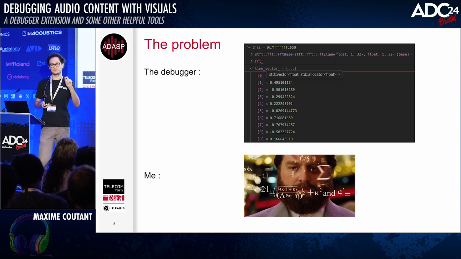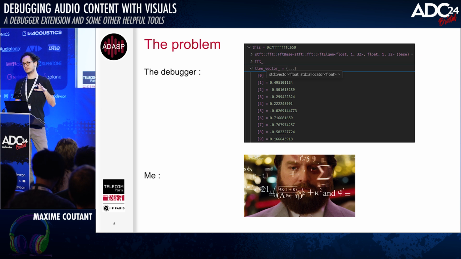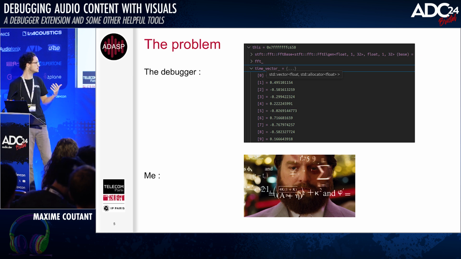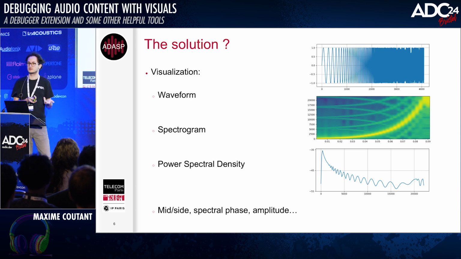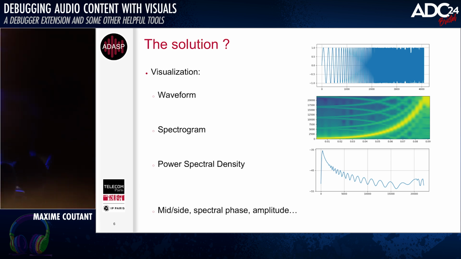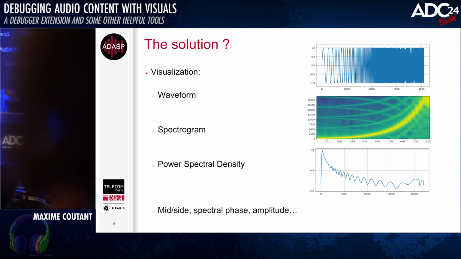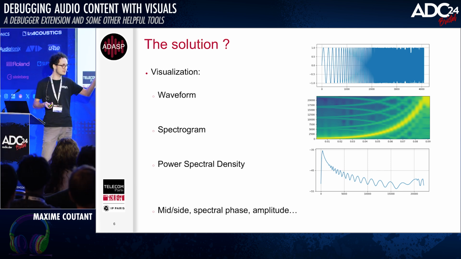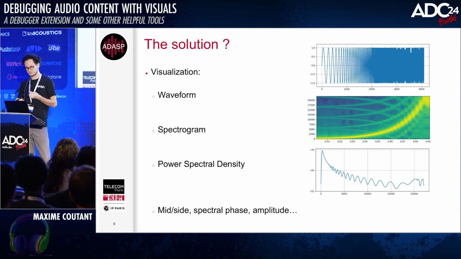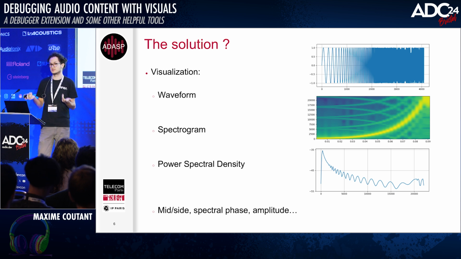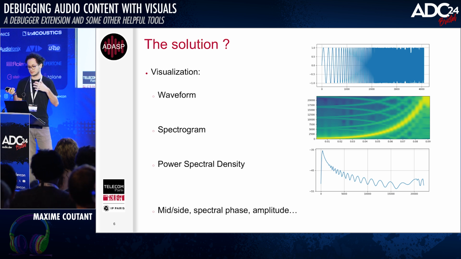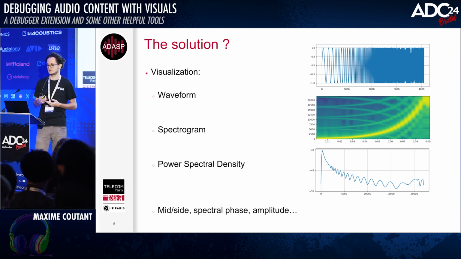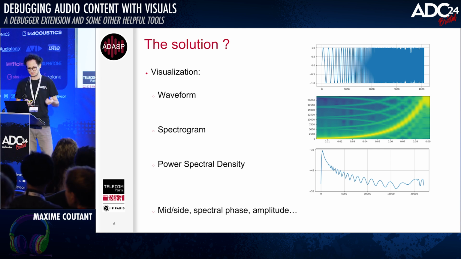Thankfully, a lot of really smart people before us already kind of solved this issue, because we already have meaningful other representations for an audio signal. You could simply plot the waveform, so the amplitude over time, or you could have frequency representations, either a spectrogram or the power spectral density. If your signal is stereo, you could look at it with mid-side processing. If it's complex, you could look at the phase or the amplitude.